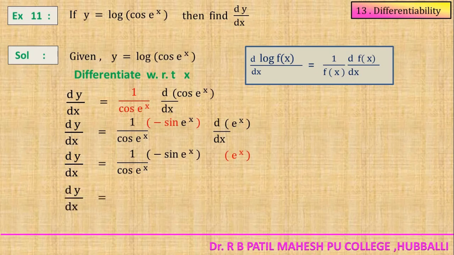So rewriting this one, you will get minus e raised to x sin of e raised to x divided by cos of e raised to x. Dear students, if you understand how to follow the derivative of composite function or how to write the derivative, you can write the answer in one line. First write the derivative for log, that is 1 upon cos function, cos of e raised to x. See here 1 upon cos e raised to x, and then differentiate directly. You write cos function derivative, that is minus sign, variable as it is, and then variable derivative e raised to x. So that becomes directly one line answer.